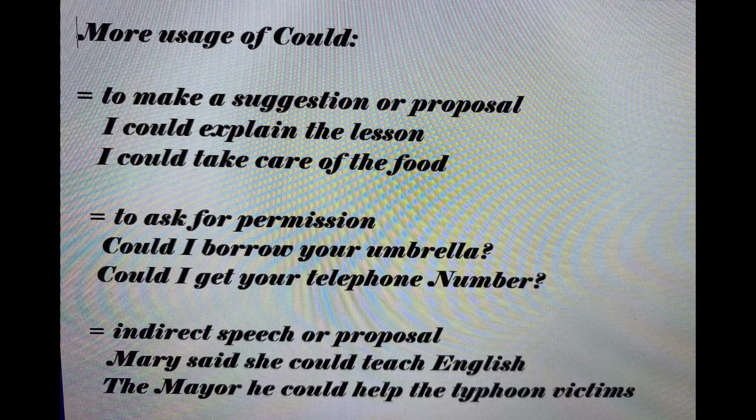Pero to be more formal, gamitin ang could, okay? Like use can kung ang kausap mo is your brother or close friend. But if like you are talking to your supervisor, use could to be more formal, okay?